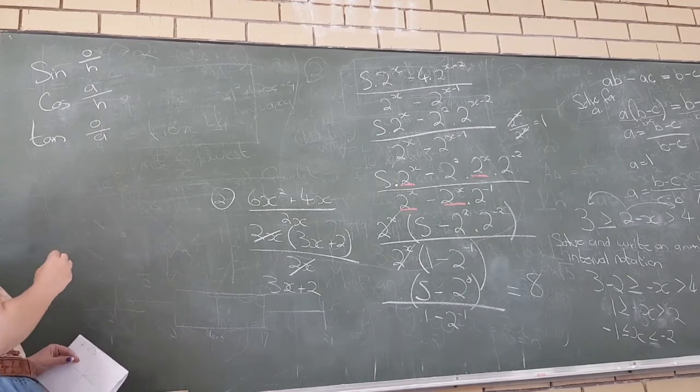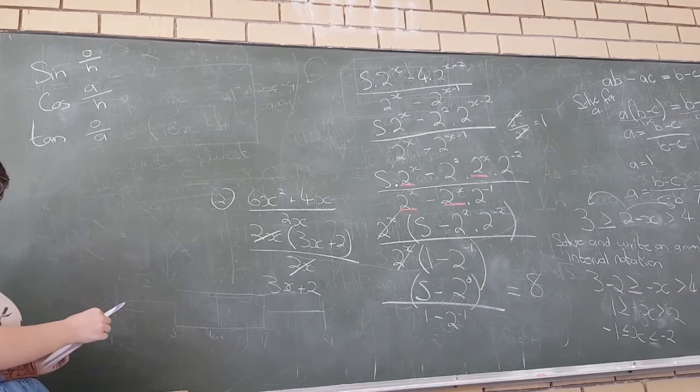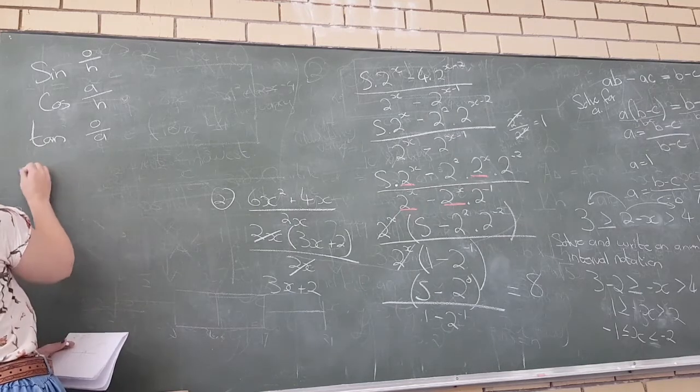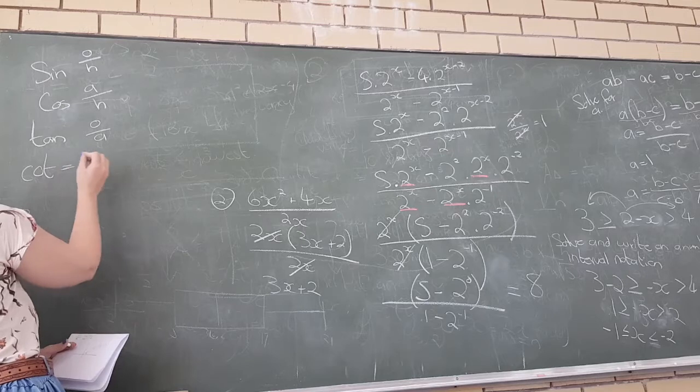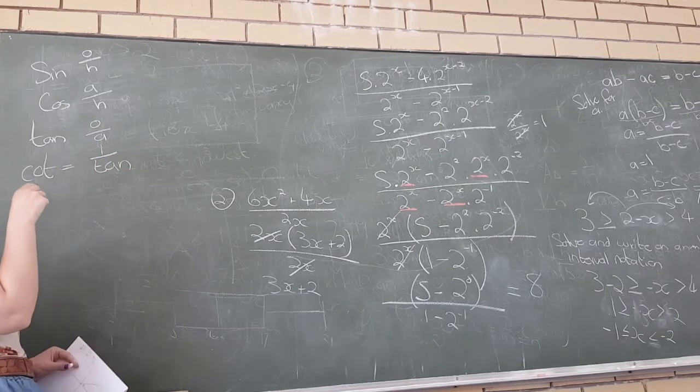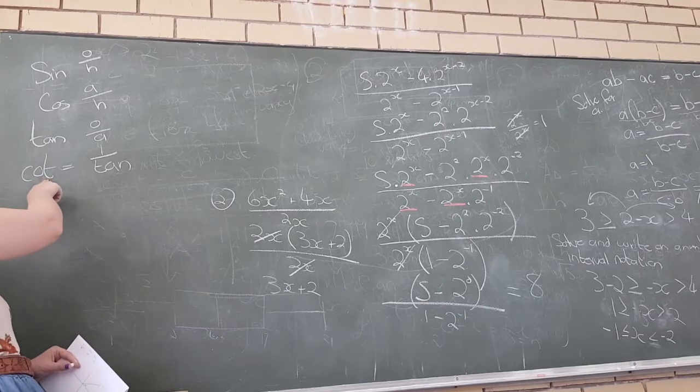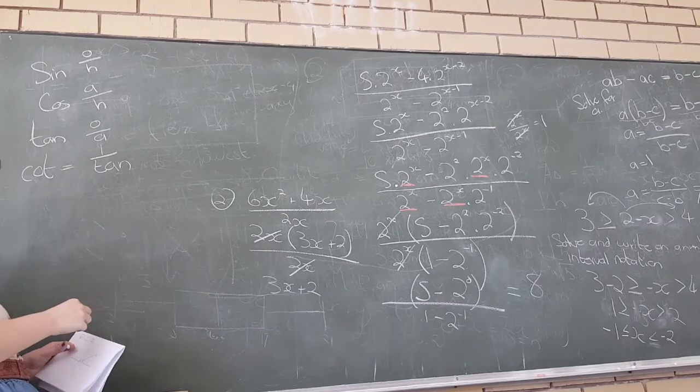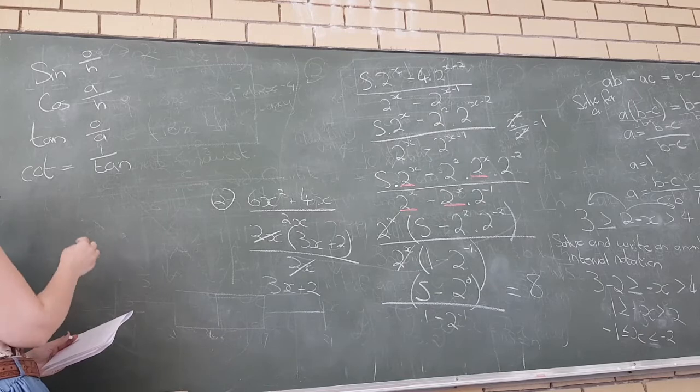What about the rest of our ratios? What is cot? 1 over tan. Because the way we remember this is that cot has a T in it, tan has a T in it. And for the other ones it's complicated, but we remember the opposite thingy.